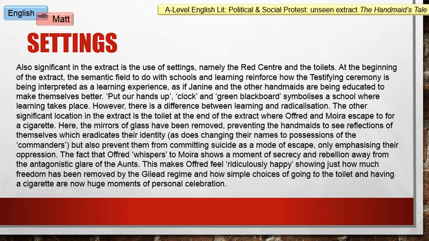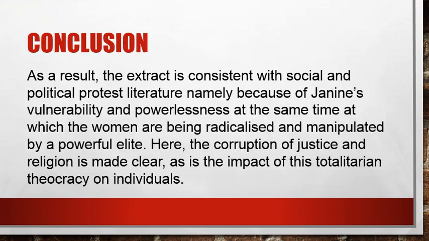So finally, a conclusion, rounding the essay off. As a result, the extract is consistent with social and political protest literature, namely because of JANINE's vulnerability and powerlessness at the same time at which the women are being radicalised and manipulated by a powerful elite. Here, the corruption of justice and religion is made clear, as is the impact of this totalitarian theocracy on individuals. So just rounding that off there.